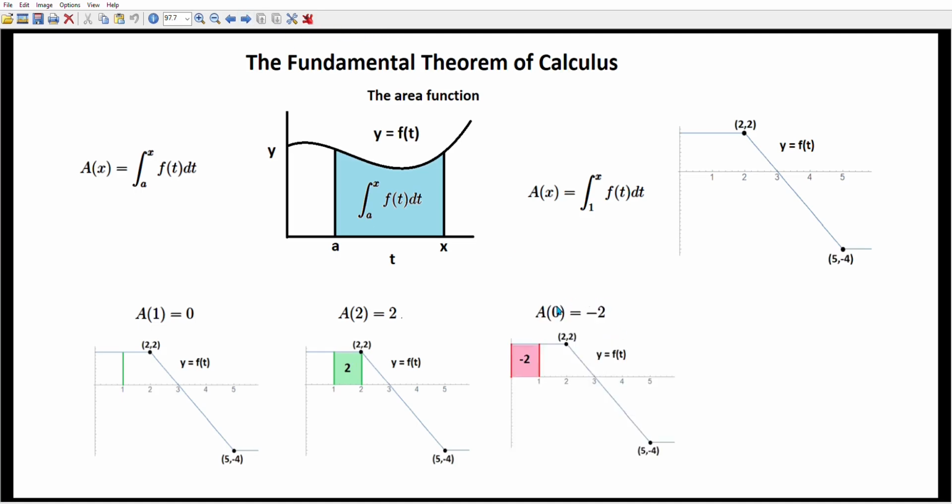A of 0 is minus 2, and the reason is we are going from 1 to 0, going backwards. Delta x is negative, height is positive. That's going to count as negative area. And finally, A of 5, which is the integral from 1 to 5 of f of t dt, is minus 1 because there's positive area of 2 plus 1 on the top and negative area of 4 on the bottom.